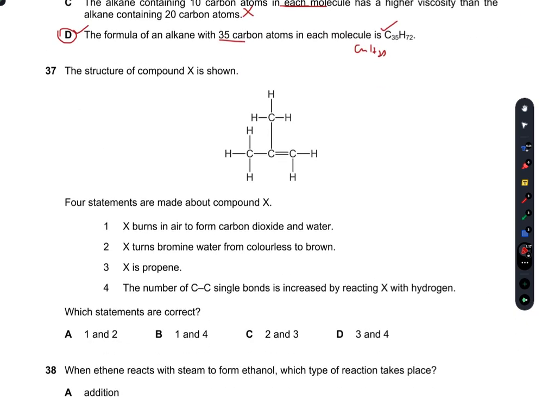The structure of compound X is shown. Four statements are made about compound X. X burns in air to form carbon dioxide and water. So this is 1, 2, 3, 4. It is butene, so yes, it can undergo combustion. So yes, 1 is true.